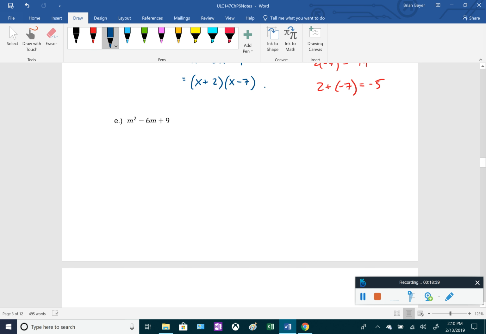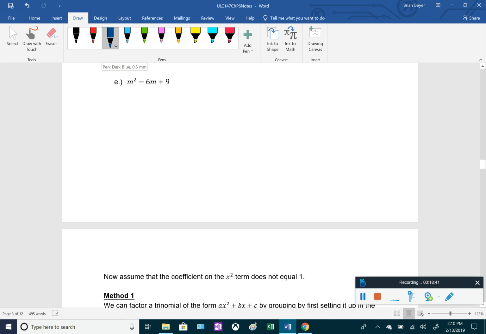Last one here, we have m squared minus 6m plus 9. So two numbers that multiply to 9 that add to negative 6. (m plus or minus something)(m plus or minus something). That's actually going to be negative 3 times negative 3 is 9. Negative 3 plus a negative 3 is negative 6.